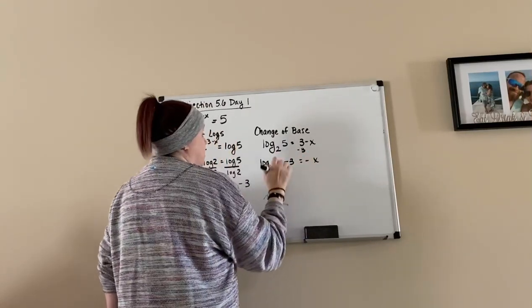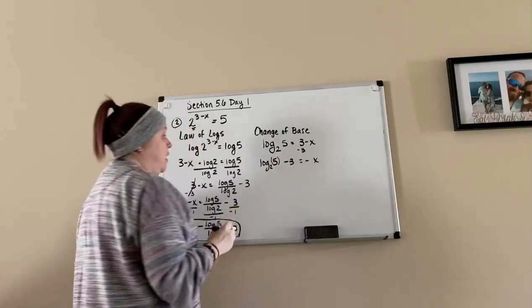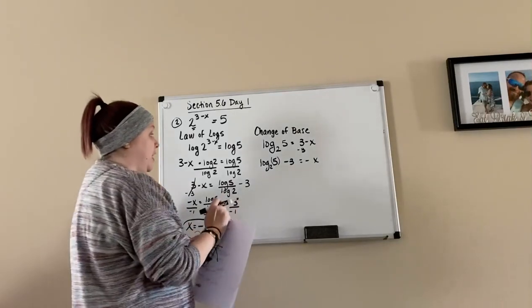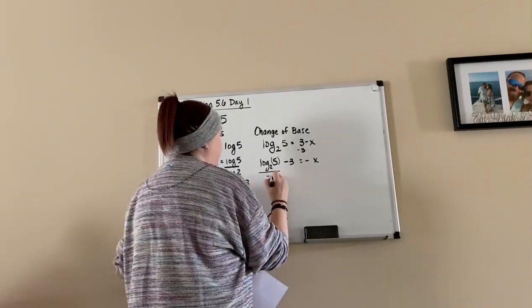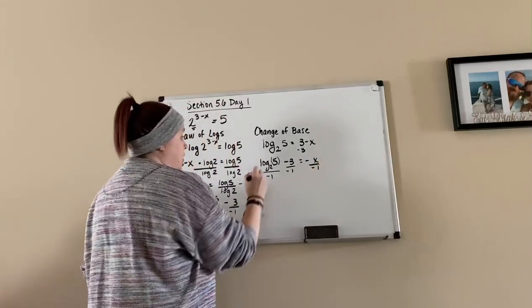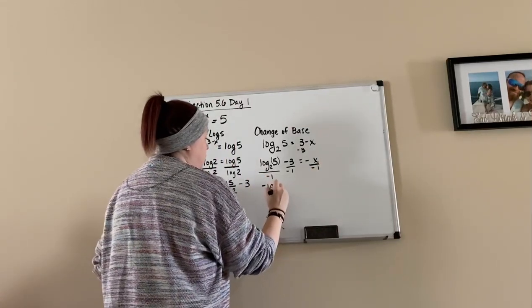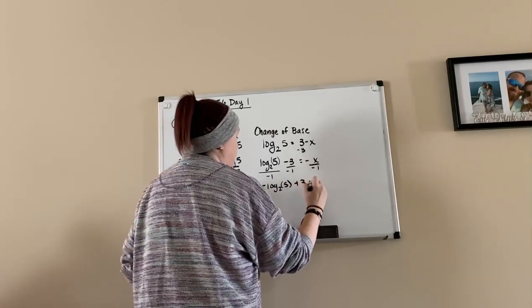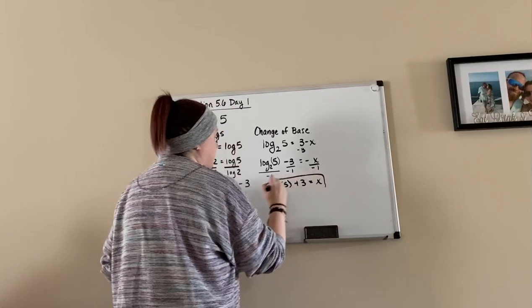That is not 5 minus 3. That 5 is its own little thing. You can't do 5 minus 3. And then I have to divide by negative 1, just like I did on the last problem. I'll divide everything by negative 1. So this would be negative log base 2 of 5, and then plus 3 equals x.